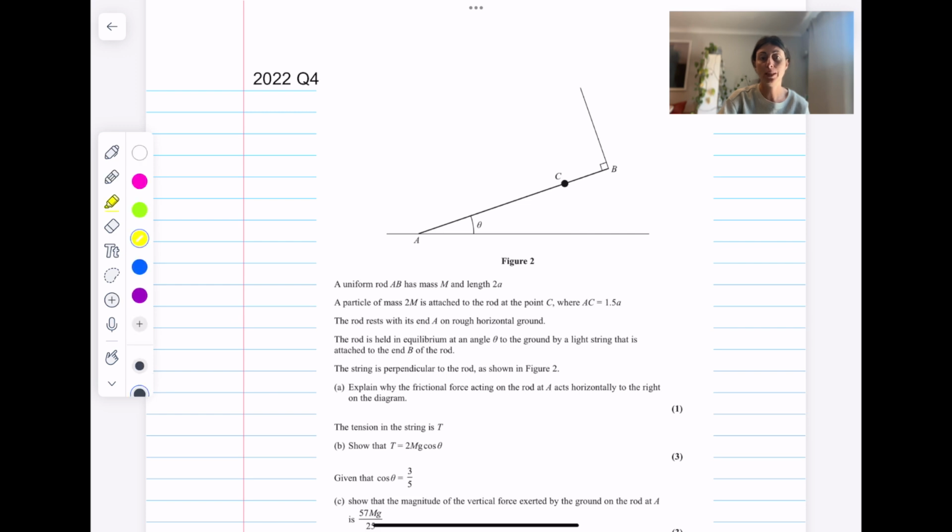Next question is from 2022. Here again we have a uniform rod. I'm going to mark the weight mg in the middle and remind myself that the length is 2a. We've got a particle attached at C, and again I'm going to mark in those dotted lines which are perpendicular to the rod and include my theta. Distance of C from B will be 0.5a.